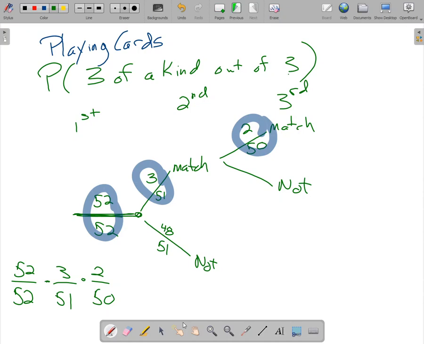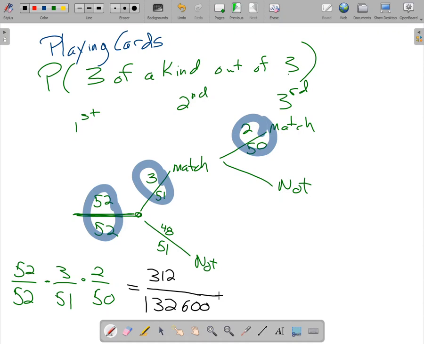I'm going to do it 2 different ways. I'm going to calculate the straight numbers, and I'll explain why I'm doing it 2 different ways. So what was the top? 312. And the bottom? 132,600. Okay, so this tells me a couple of things.